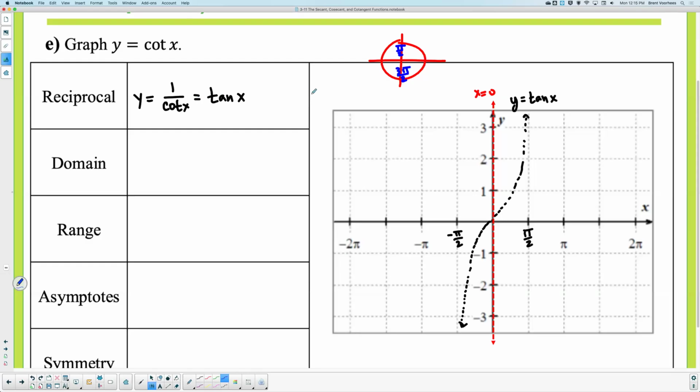Cotangent, though, is x over y. So we're looking at when y is 0. Well, y is 0 at 0, pi, and 2 pi. So that's where our asymptotes will be. They'll be located at 0, pi, and 2 pi. Because that's where y is 0 on the unit circle.